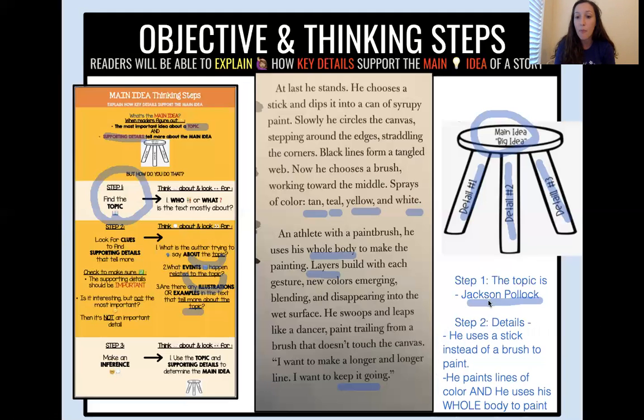So we have our step 1. We know that the who or what is Jackson Pollock. And we have our step 2, which are details. 3 supporting details that tell us more about that topic are, just like that stool, if we think about the details supporting it, holding it up. The details are he uses a stick instead of a brush, he paints lines of color, and he uses his whole body. All of those things tell us about the topic. They tell us about Jackson Pollock.